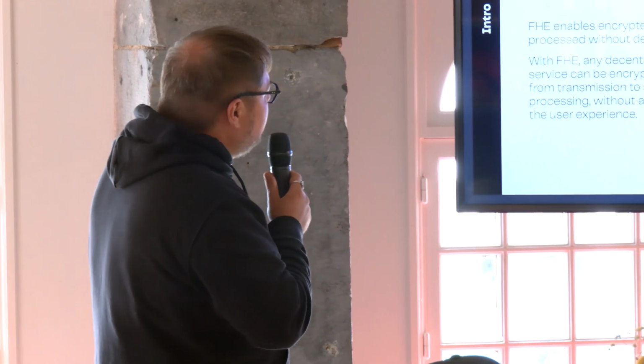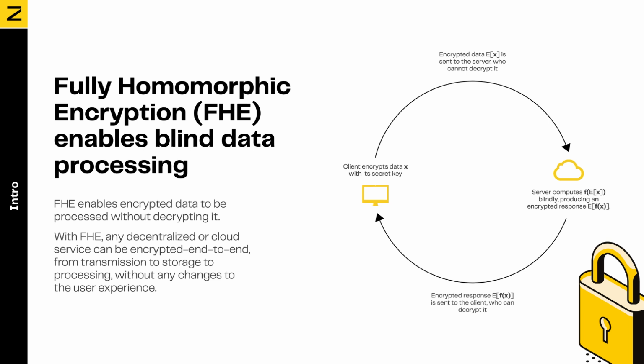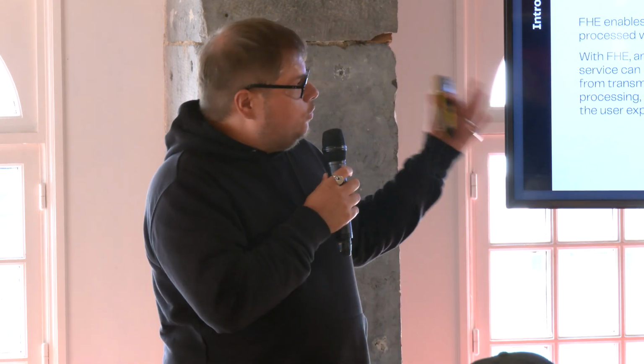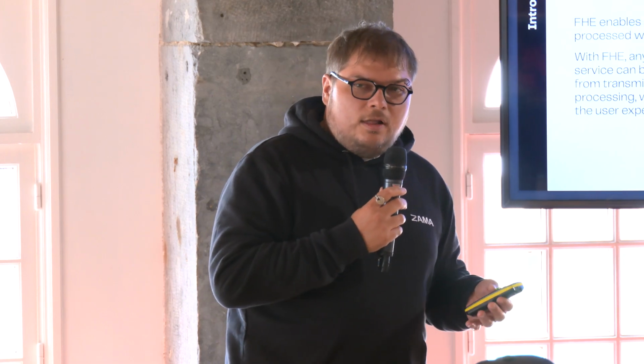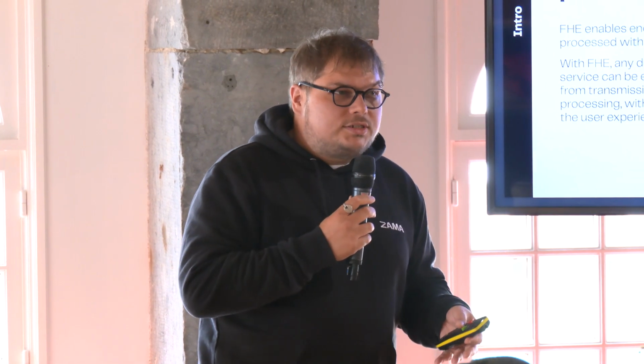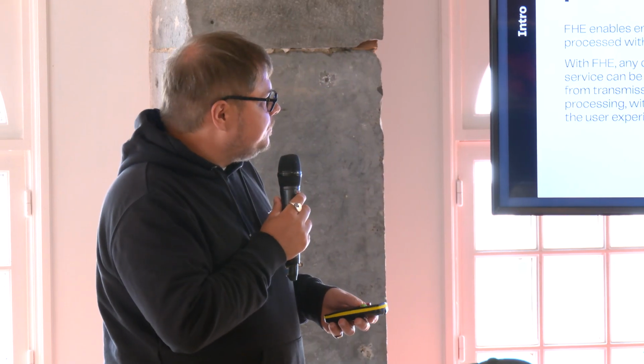We also have what we call Fully Homomorphic Encryption, or FHE. FHE is a technology that allows blind data processing. It means that you can process data without needing to decrypt it at any point. So if you build a decentralized application or a cloud service and you use FHE, you can maintain encryption during the whole life cycle of the data, from transmission to storage to processing.